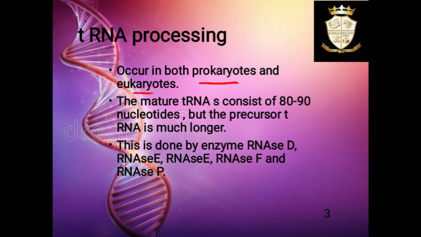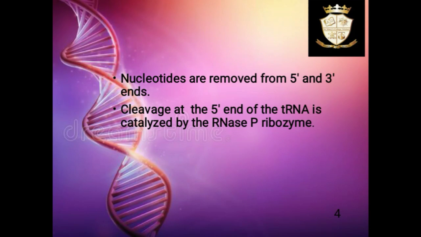The mature tRNAs consist of 80 to 90 nucleotides, but the precursors, that means the first formed tRNA, are much longer and contain many nucleotides, and the unwanted nucleotides are cleaved off with the help of enzymes RNase D, E, F, and P. Nucleotides are removed from the 5' and 3' ends. The cleavage at the 5' end is catalyzed by the enzyme RNase P.